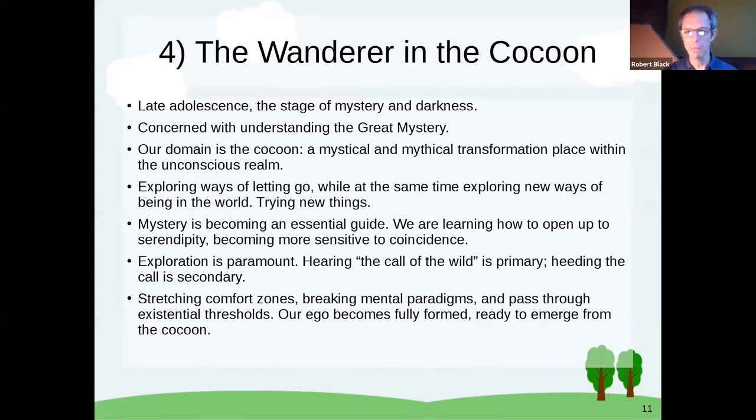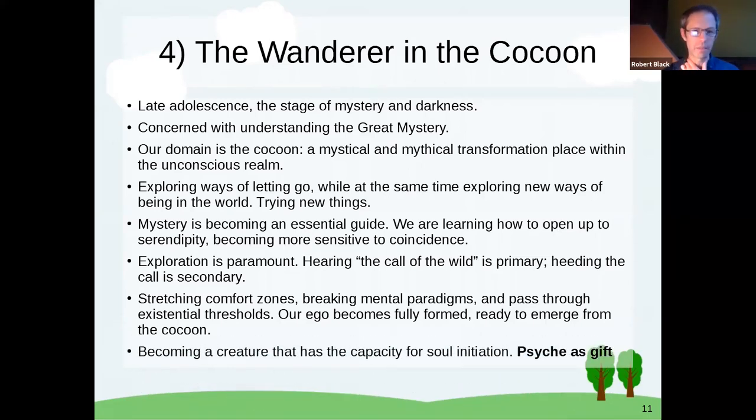Stretching comfort zones, breaking mental paradigms. We're talking about in the healthy sense here, in a healthy context, and becoming a creature that has the capacity for soul initiation. So this is the point where we start to realize who we really are. And in a mature culture and in a mature way of working with young people, we might support them to find this psyche as a gift. Psyche as a gift to ourselves, first of all, and as we realize who we are, it becomes a gift to the rest of the world, which is what a soul-centered society would do. We live our lives as a gift to the community around us.